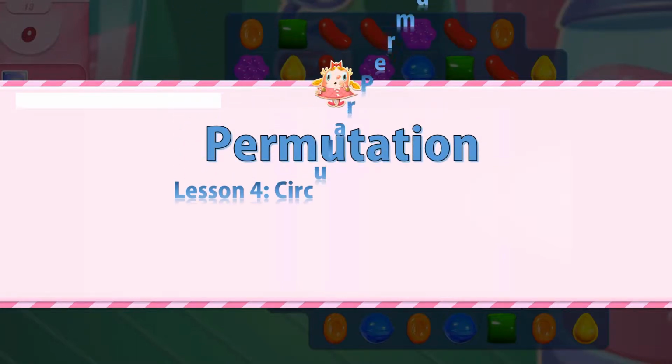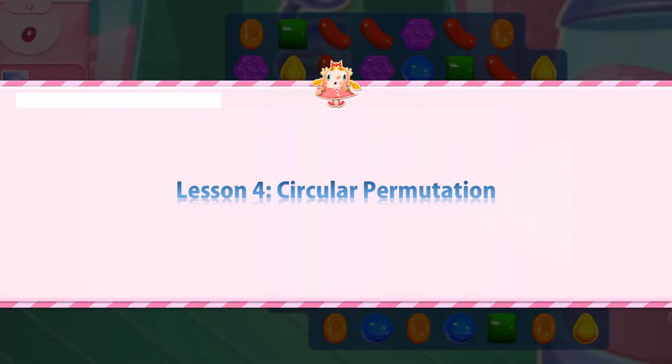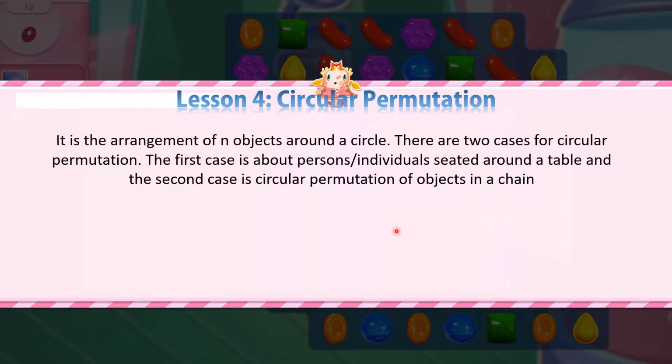Permutation. In this lesson, we will tackle circular permutation. When we say circular permutation, it is the arrangement of n objects around a circle. So there are two cases for circular permutation. The first case is about persons or individuals seated around the table, while the second case is about the circular permutation of objects in a chain.